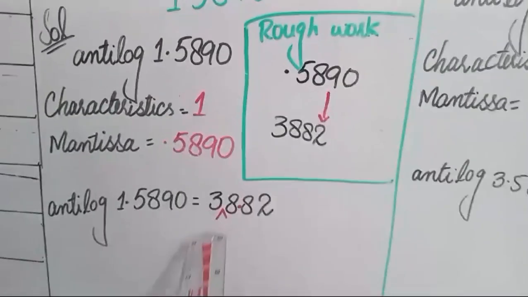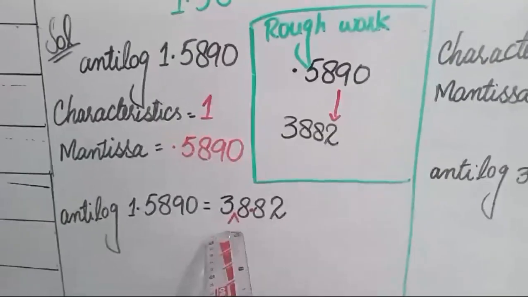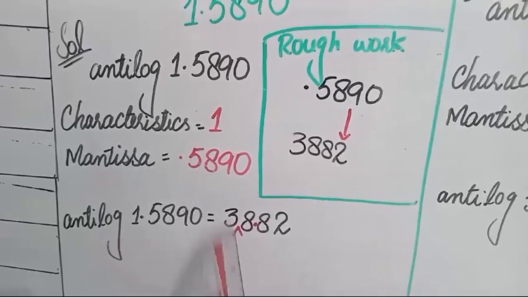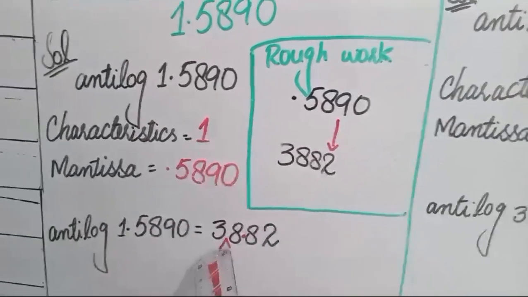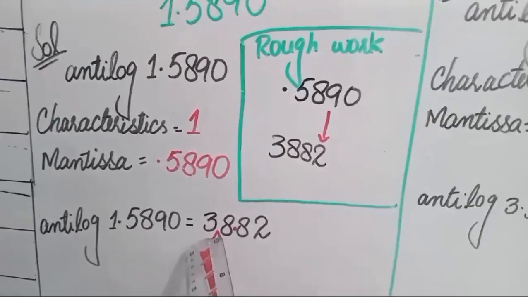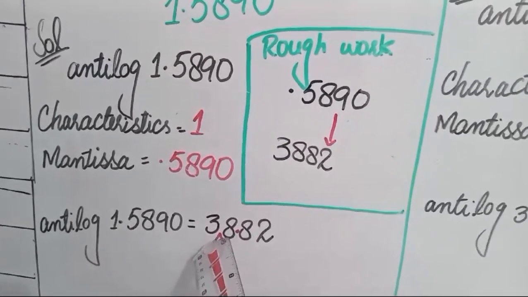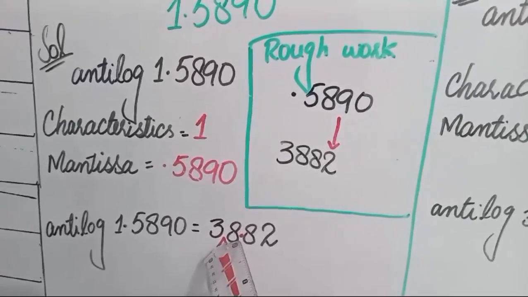Now first of all we know that the reference point is always after the first non-zero digit. It means your reference point is after 3. Now as our characteristic is 1, our decimal point should be after 1 digit of the reference point. As our reference point is here, our decimal point is after 8, so your answer is 38.82.